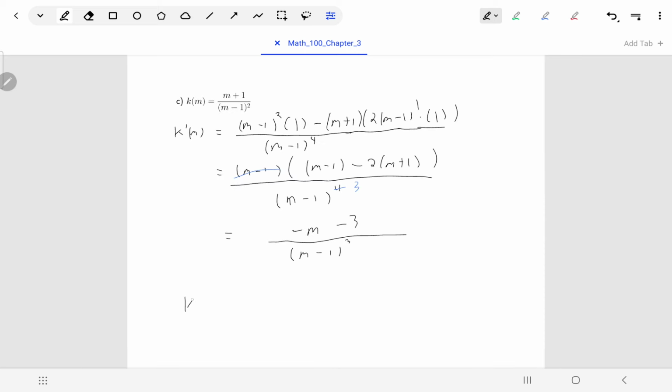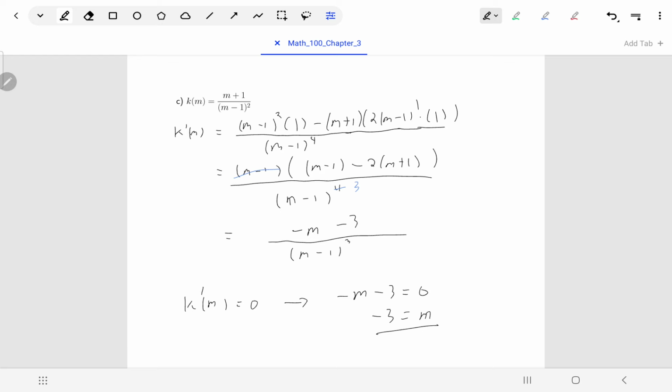Okay, so let's find out where our first derivative is equal to 0. And for our first derivative to be equal to 0, since that's a rational function, it's equal to 0 when the numerator is equal to 0. So in other words, just at that one place when m is negative 3.